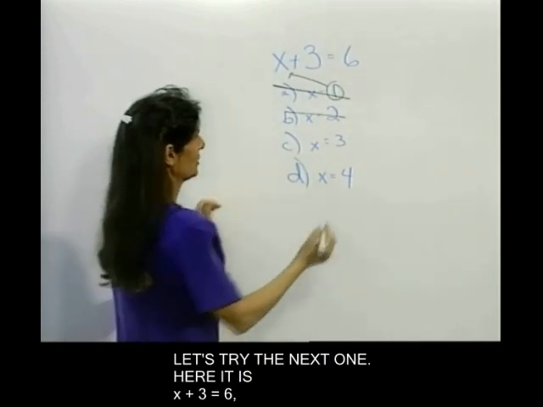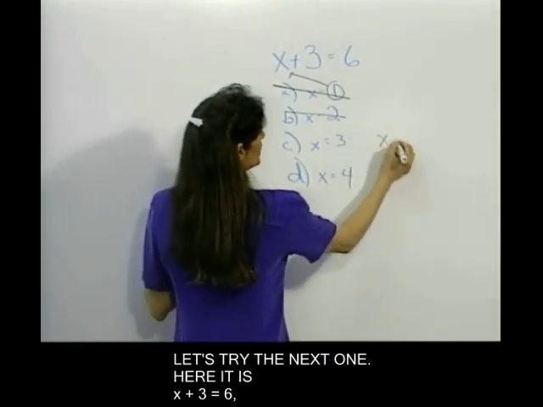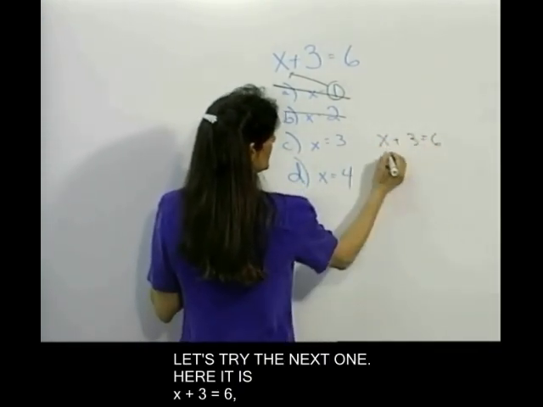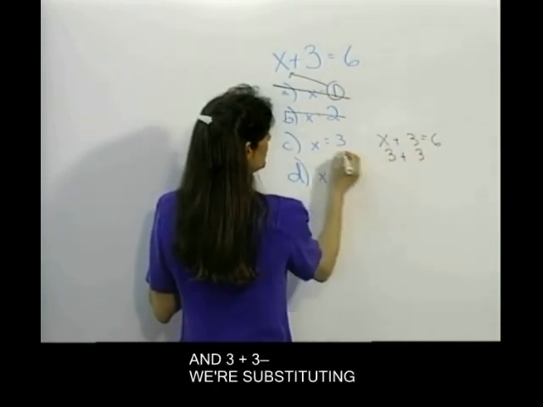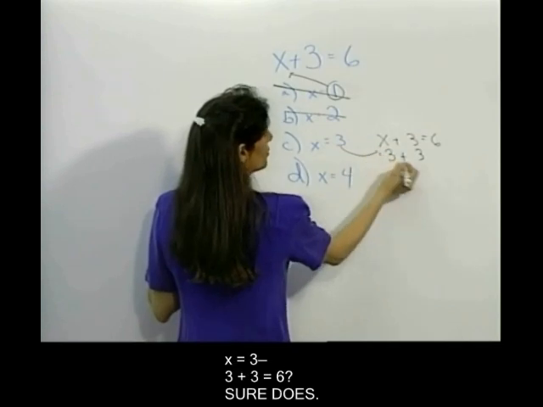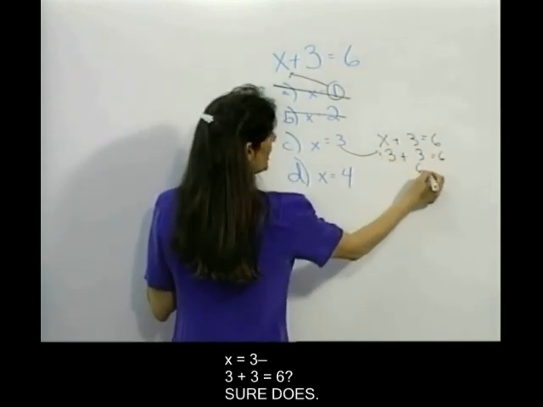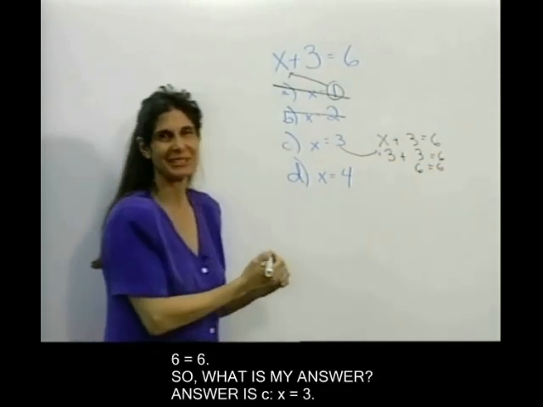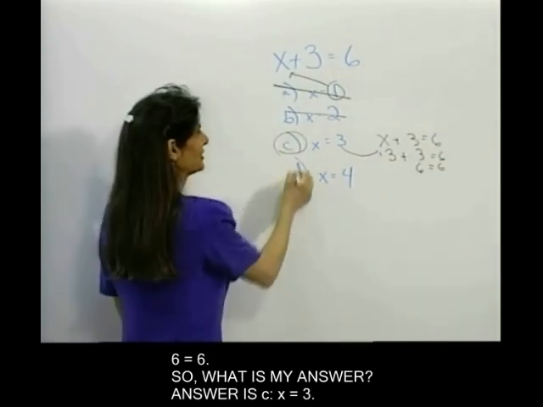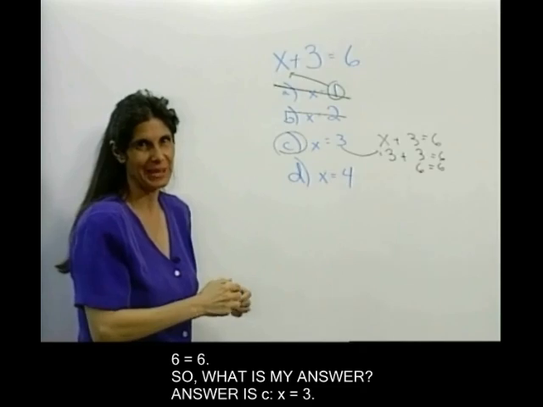Let's try the next one. Here it is, x plus 3 equals 6. We're substituting x equals 3. 3 plus 3 equals 6, sure does. 6 equals 6. So what is my answer? Answer is C, x equals 3.